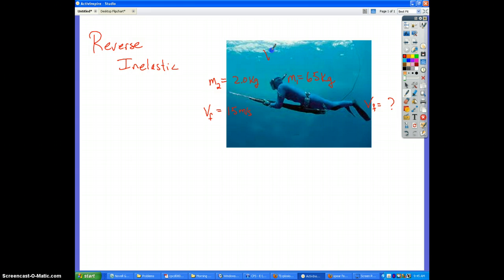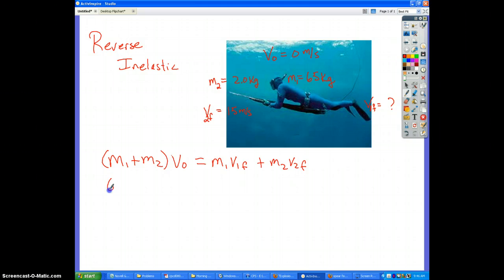To begin with, one thing we have to realize is the original velocity of both objects is 0 meters per second. So neither of them are really moving before the trigger is pulled on the spear. The final speed for her will be v1f, and the final speed for the spear is v2f. The equation that we'll use for this type of reverse inelastic collision is (m1 + m2) times the original speed, because they're together we can add their masses, is equal to m1 v1f, so that's for the person, plus m2 v2f, and that is for the spear itself.